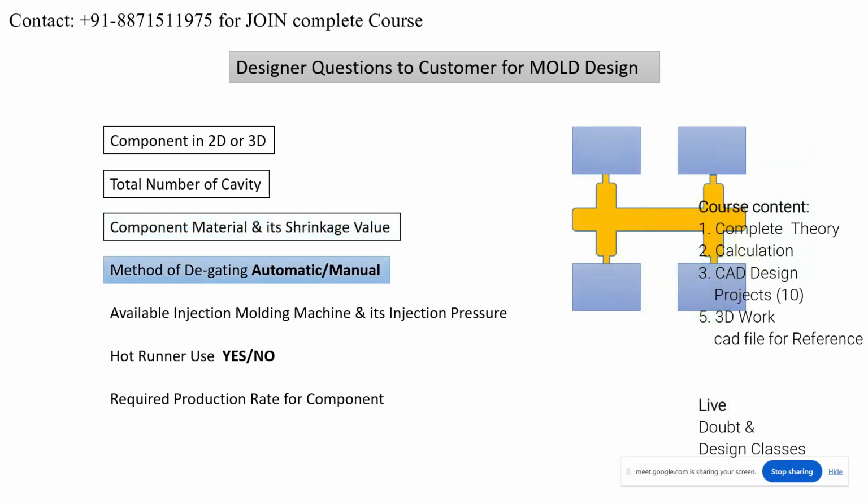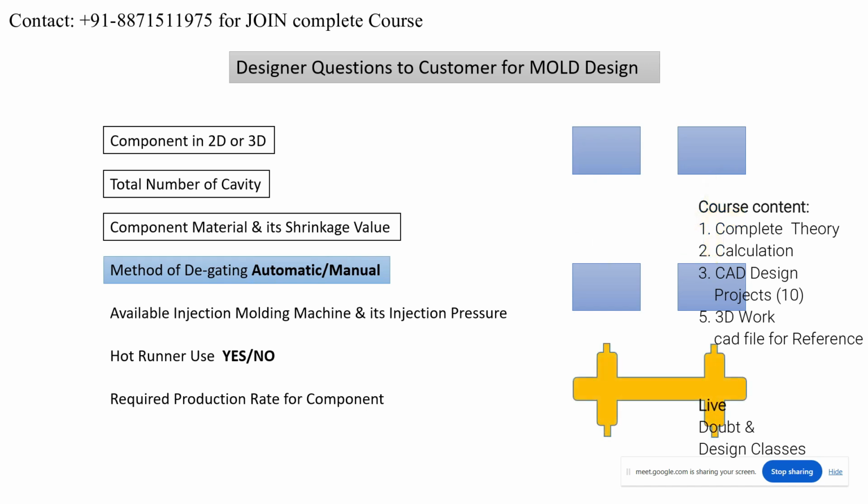Now, method of degating, automatic or manual. What is the meaning of that? Method of degating means separation of the feed system from the component. What does the customer need? If they need manual, it means it will be lower cost. If they need automatic, it means we have to implement a mechanism into the mold. It means it will be higher in cost. Is it clear?